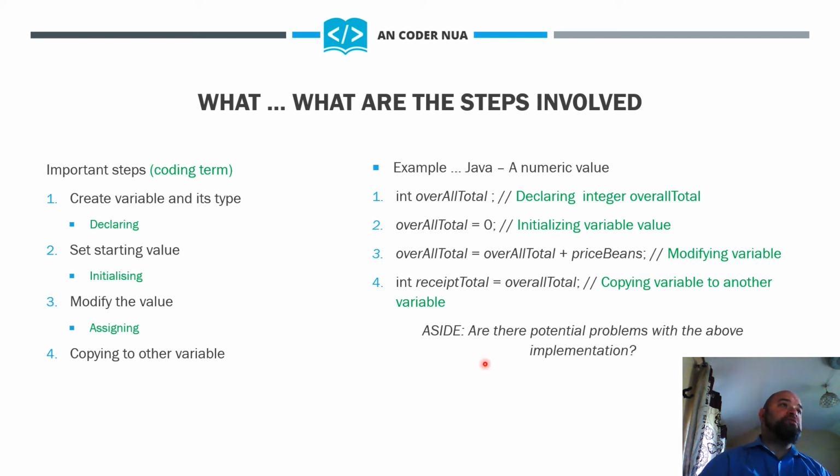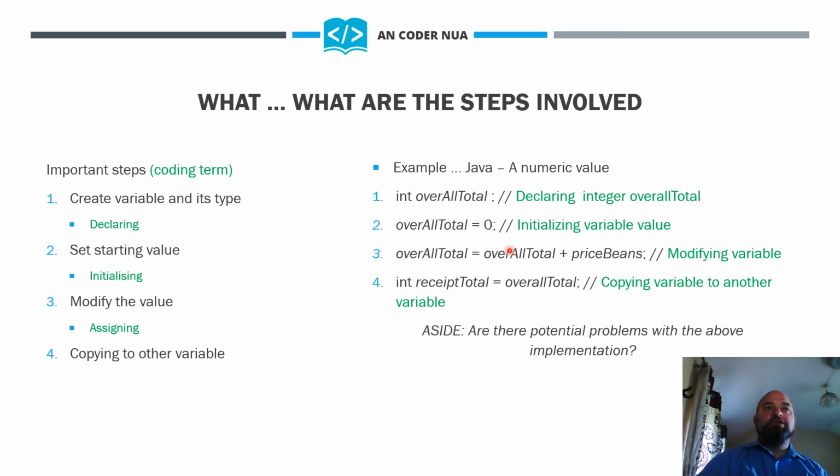So on the left hand side here, we've got our important steps, but also then we've got an example. So number one, we create our variable and its type, and the coding term is declaring. Okay, so we've got int overall total, declaring an integer, in other words a full number, and we're going to give it a name, overall total. So whenever we need to use this variable, we use it by its name, overall total. We give it a starting value, okay, overall total is equal to 0.